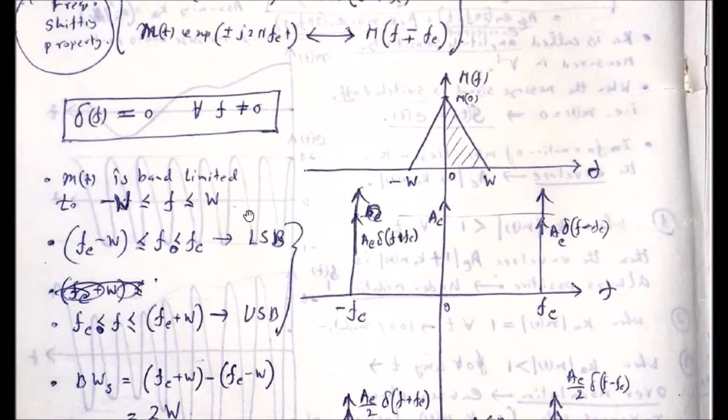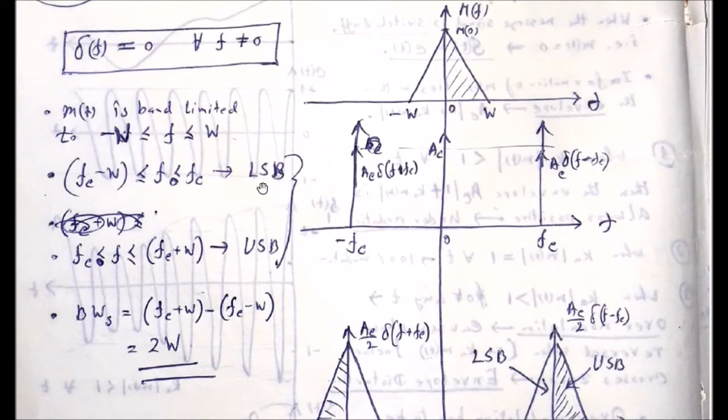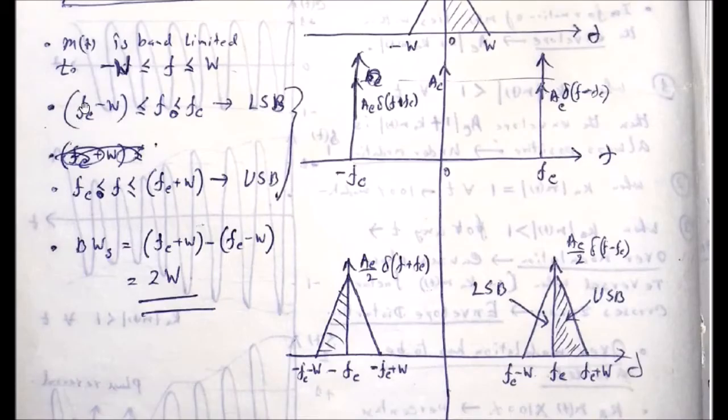Now obviously m(t) is band limited. Look here: if you consider both the imaginary as well as the physical axis, the frequency components are there from minus W up to W. For the lower sideband, the frequency components start from fc minus W and end at fc, and for the upper sideband, they start at fc and end at fc plus W. If you want to find the bandwidth of this modulated signal, it is the highest frequency component minus the lowest frequency component. So it should be 2W.